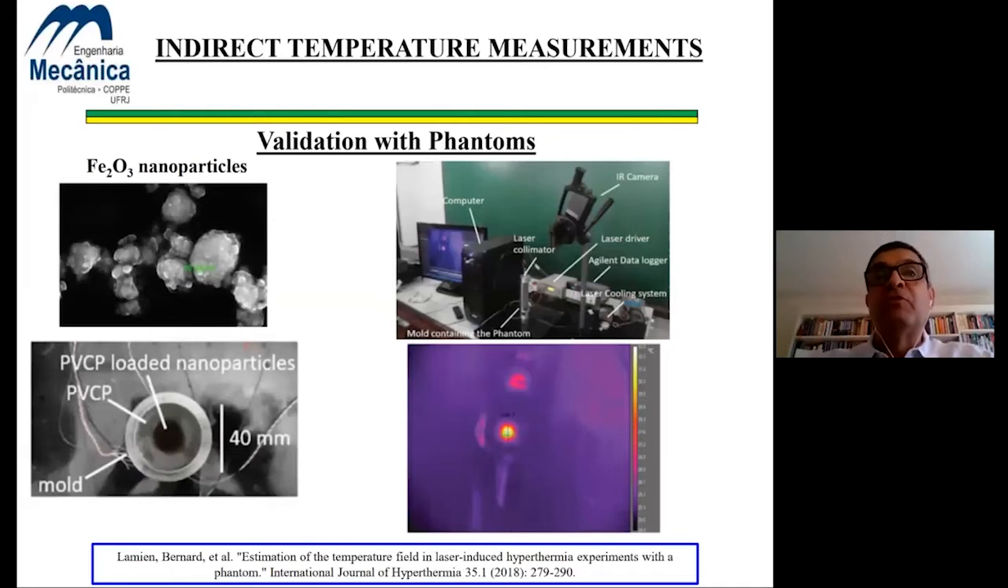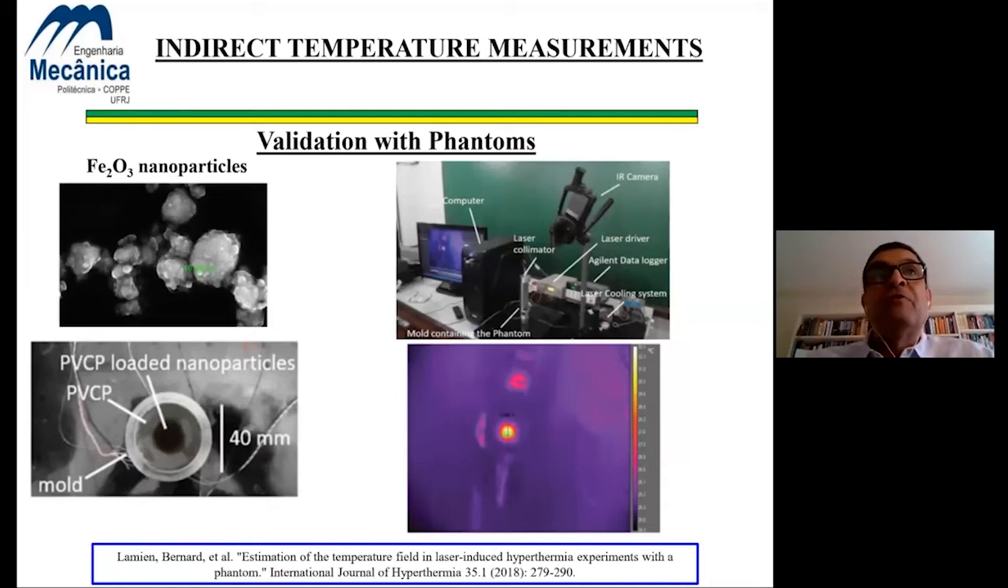The application of the particle filter to the estimation of the transient temperature field in a region containing a tumor heated by a laser was validated by using a phantom made of plastic. A tumor was mimicked by a disc inside the phantom containing iron oxide nanoparticles that we have produced, and they are shown here in this figure at the top.